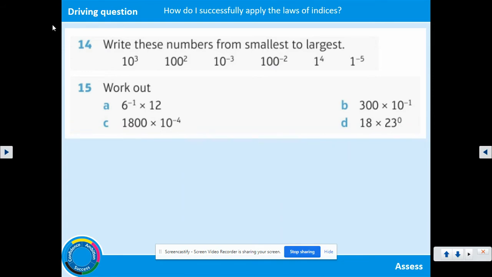So we have those questions on the screen there. If you have a look, for question 14 it says write these numbers from smallest to largest. So you need to consider their values and write them from smallest to largest, okay? And then for question 15 it says work out, and then it gives you some questions to work out. Okay, so have a go, see what you think you can do with those. And then press play when you're ready to go through the solutions.